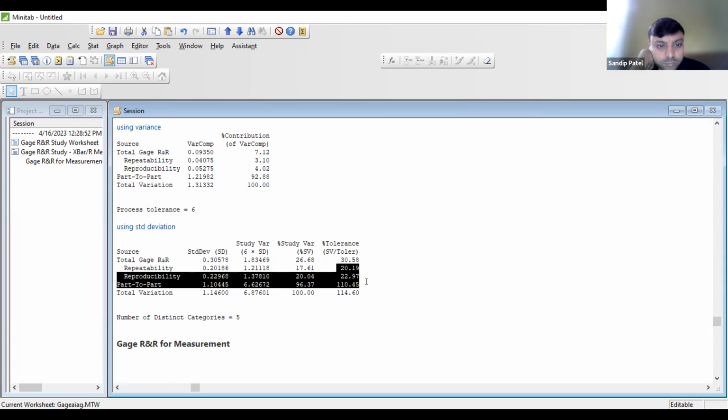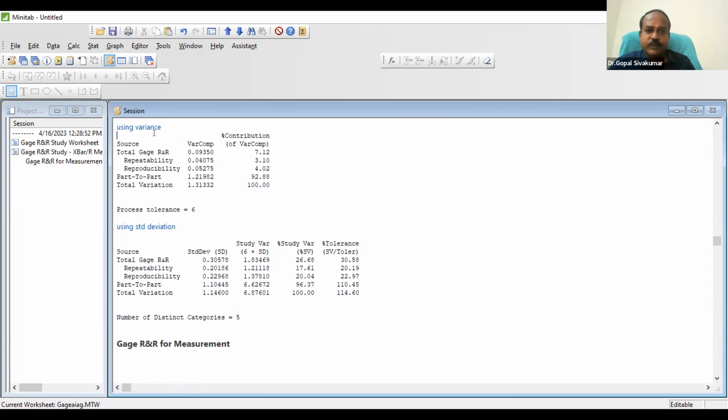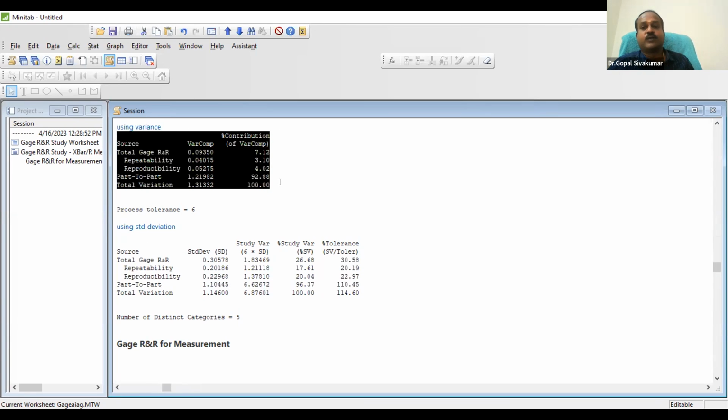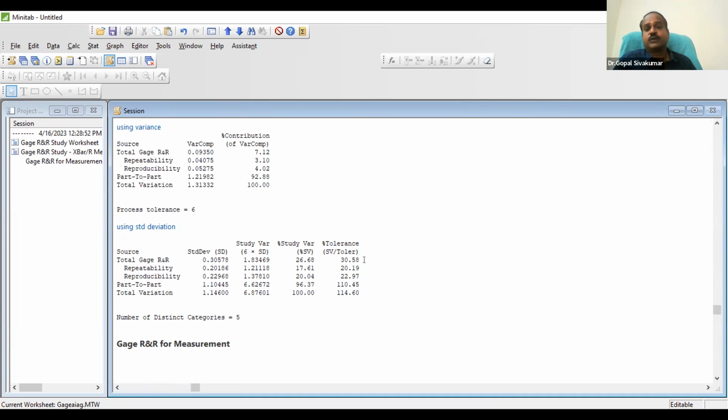Because you squared, it is not the actual numbers. You squared, so you can't get the numbers tallying to 100%. If you expect tallying, you should learn the rules with respect to the variance. But we discussed only with respect to gauge R&R, which is a common practice. So you don't expect the tallying here, but you know which is bigger, which is smaller. Clear? Okay, sir. Got it.